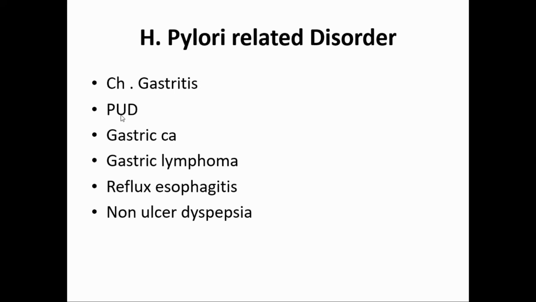So in case of NSAIDs, you should know it is a cyclooxygenase inhibitor, and it leads to decreased production of prostaglandin, and that will lead to decreased mucosal defense. All those three, four mucosal defenses will be affected, and that will lead to ulcer formation. So this is all I wanted to tell you.